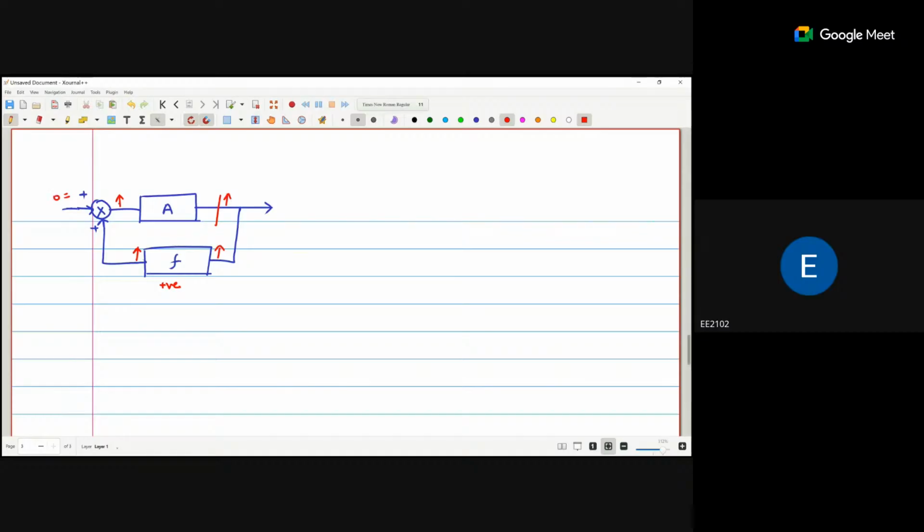Now again A, if A is positive, you are getting a positive voltage here. Okay, I am not considering the amount, I am only considering the direction of voltage, either positive voltage or negative voltage. So you can see no phase shift.